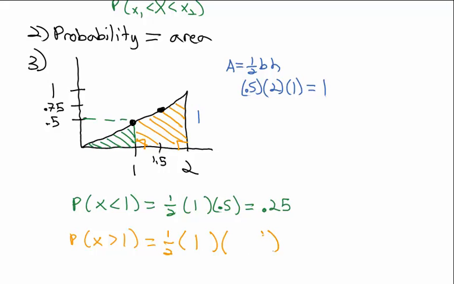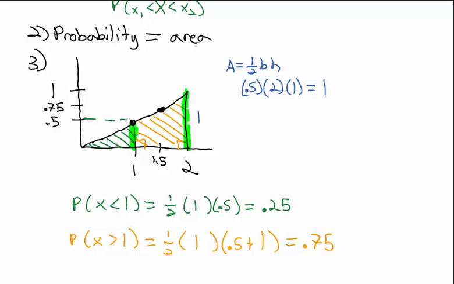Times the sum of the bases. Those are going to be the vertical parts here. So at 1, the vertical distance is 0.5. At 2, the vertical distance is 1. So we have 0.5 plus 1. And again, that's just looking up the area of a trapezoid formula. And when we type that in our calculator, 0.5 times 1 times 1.5, we do get 0.75, just like we would expect. Because probability is the same thing as area.